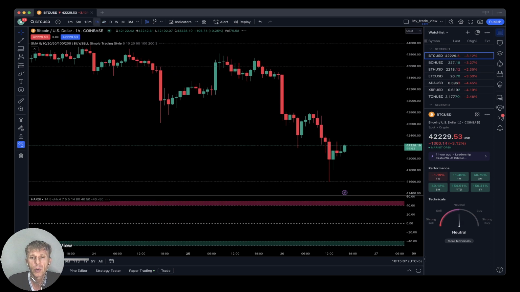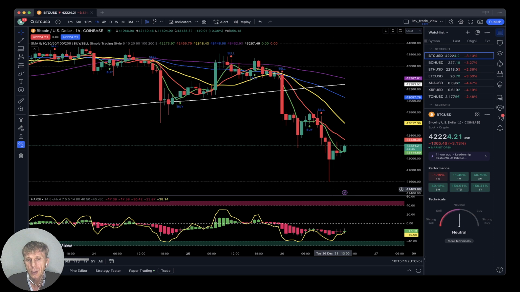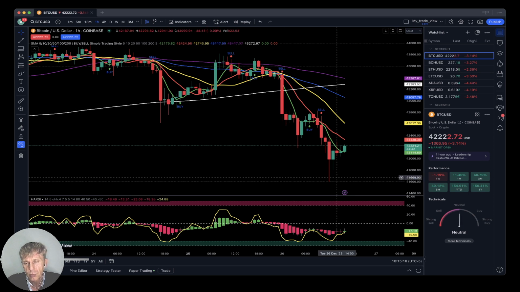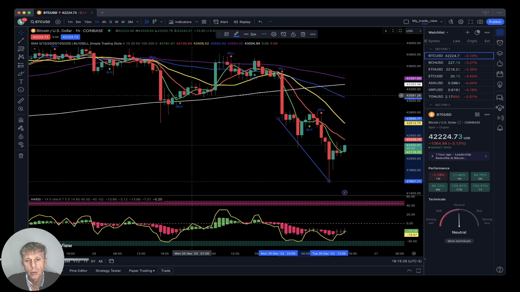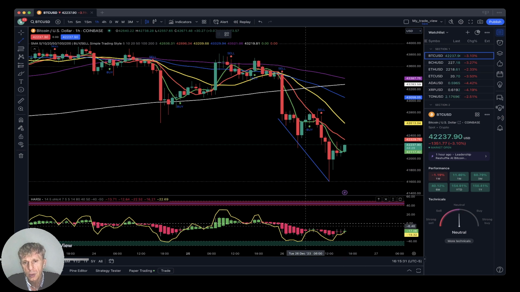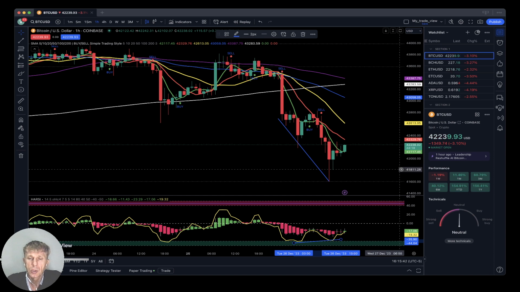1 hour time frame for Bitcoin, also a bearish trend. Last bar below all moving averages, bearish trend. Let me show you. Price action is bearish, and on RSI it has a bullish divergence, right? It wants to bounce on the 1 hour time frame. It has a bullish divergence, but the trend is bearish.